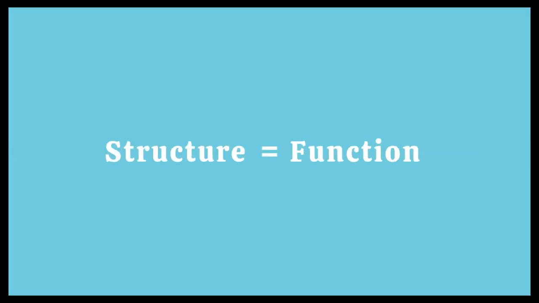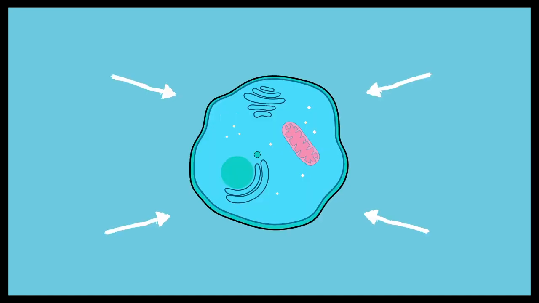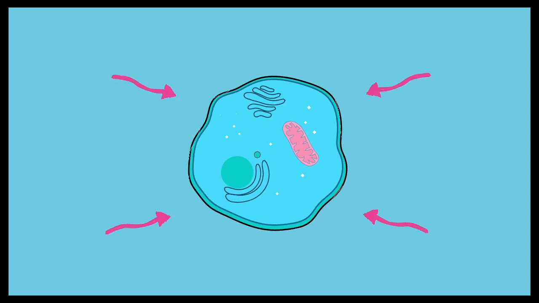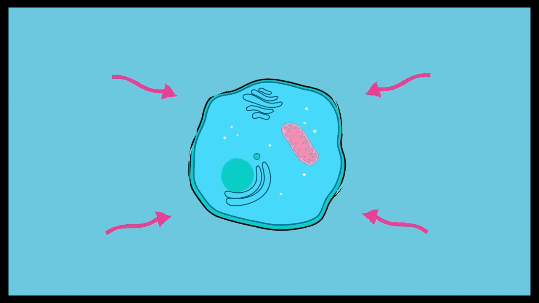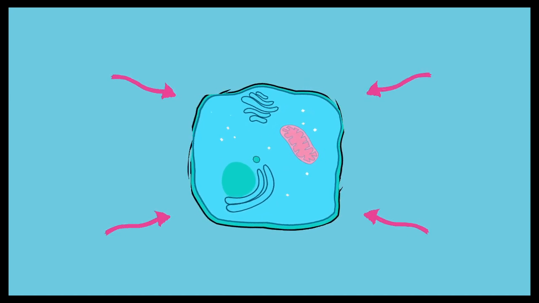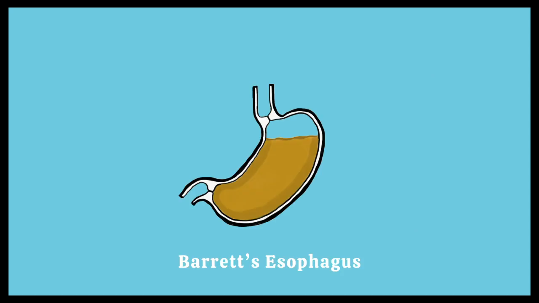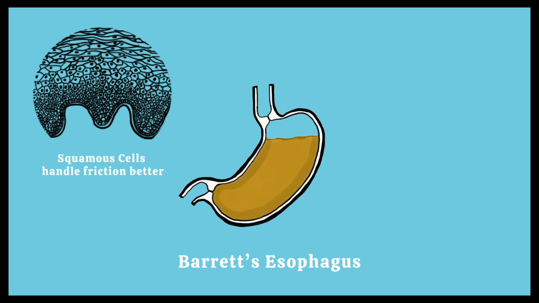The structure and function of our cells are interrelated. Sometimes, when there is a change in the stress, the cells undergo a complete change in their cell types. They do this so they can handle this new type of cellular stress better. This is called metaplasia. Let's take the most used example, Barrett's esophagus. Our esophagus is usually made out of squamous cells because its job is to handle a lot of friction because of the food we swallow.